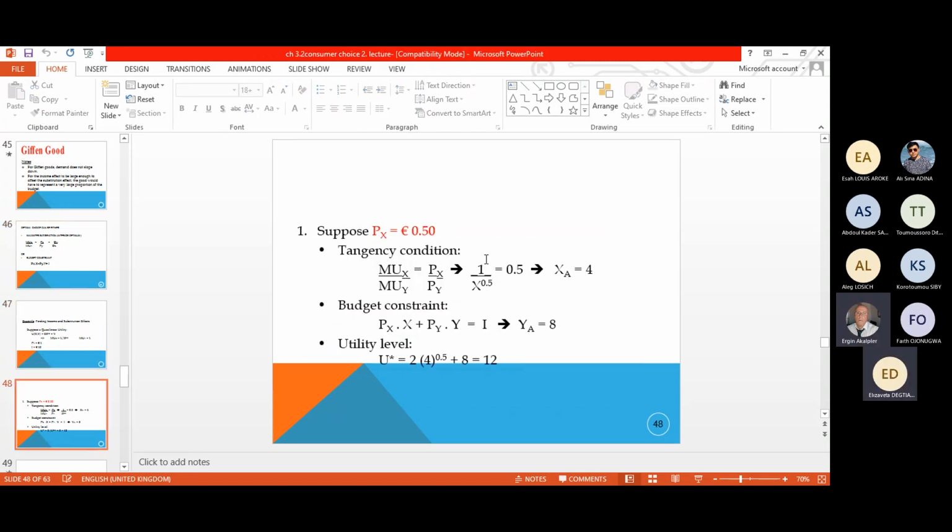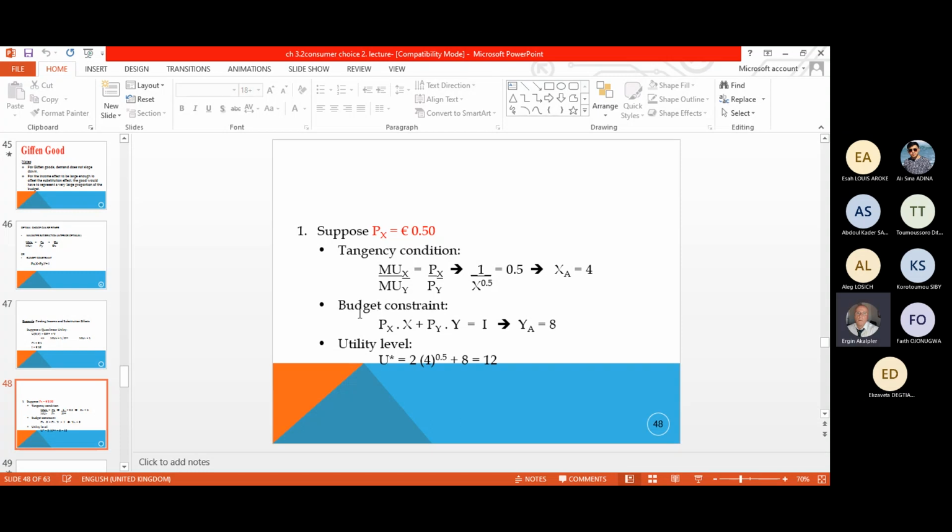And as you see here, the marginal utility of x over marginal utility of y is equal to px over py. Then this gives you 1 over x to the power of 0.5 is equal to 0.5, because px is supposed to be 0.50. Then when you cross multiply, x is going to be 4. If you don't understand, I can explain more comprehensively. Did you get it?